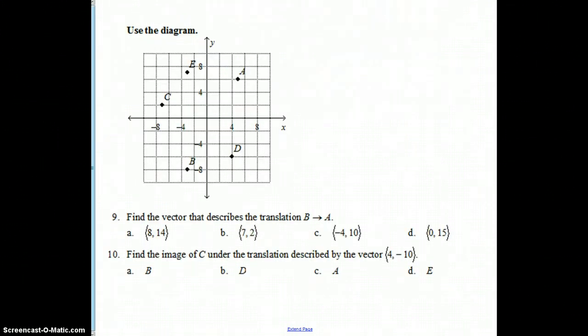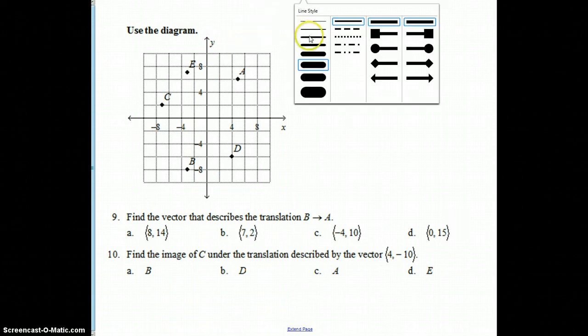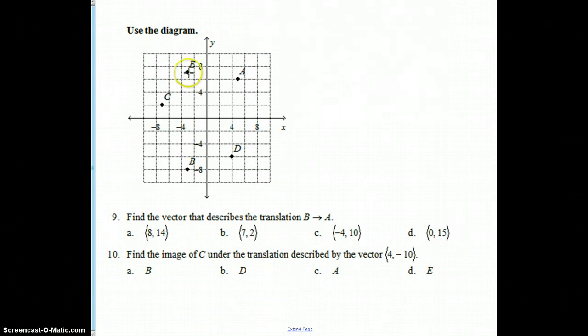Okay, now, this says find the vector that describes a translation of B to A. So I just want to show you a little bit of what I do. So let me make sure this isn't too big. Okay, I need to go from B to A. So I'm going to have to look at 2 movements.